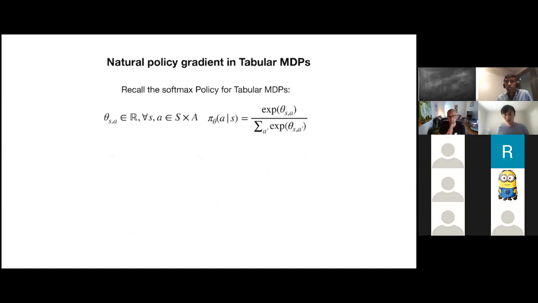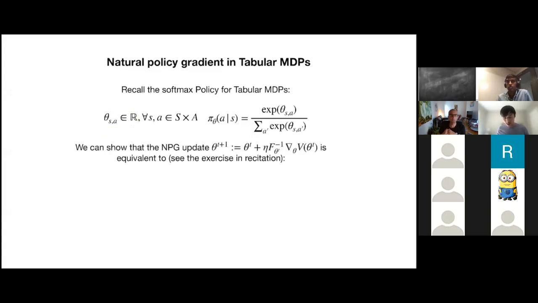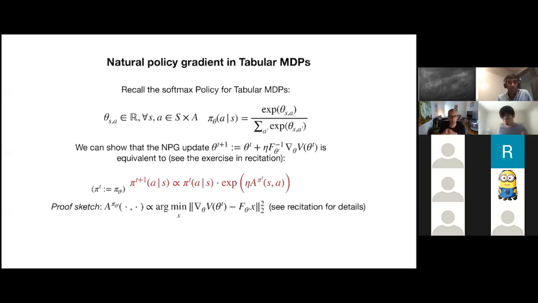Okay, so I want to quickly mention the global optimality of this algorithm as well. Again, to do that, we're going to go back to the discrete Markov decision process and look at the tabular softmax parameterization again. Every state action pair has a parameter. And we can show that this NPG update can be written equivalently as this soft policy iteration approach. We're not going to spend too much time here because in the recitation, we're going to derive this expression. So I'm going to skip this proof sketch.